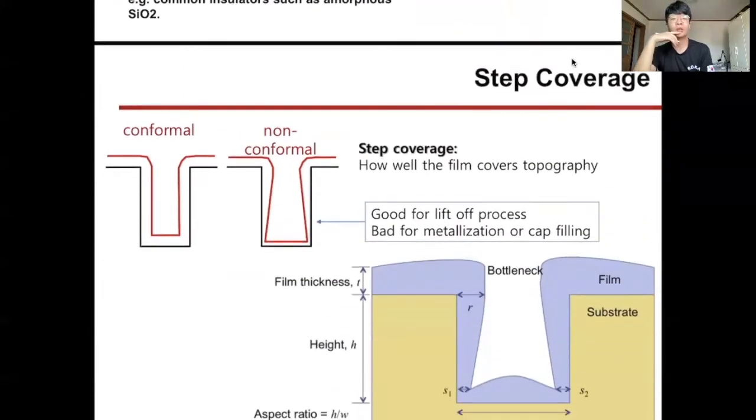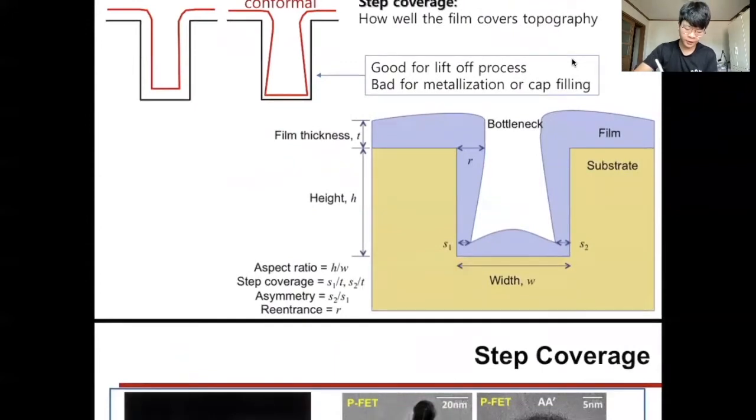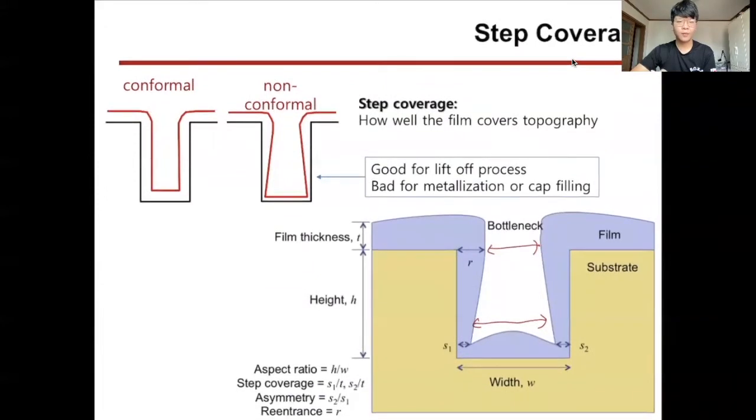And there is a very important parameter for depositing thin films: step coverage. The step coverage means the difference between the width of the upper side and the lower side. If there is a trench and we want to fill the trench with oxide or some materials, we can define it as conformal when the thickness on every side is very even. However, if there is a bottleneck, then we say it's non-conformal because it is not even on every side.